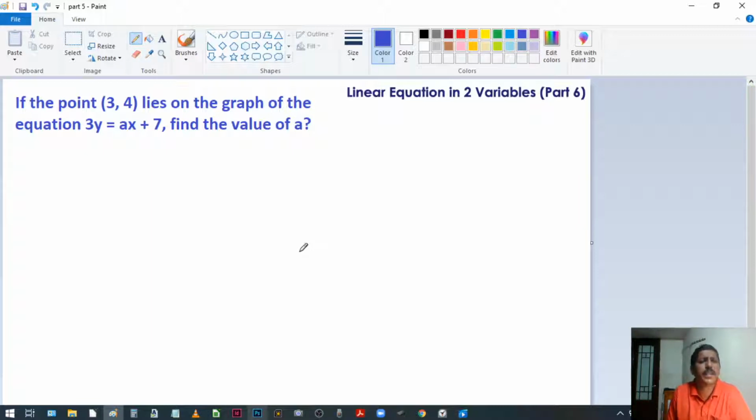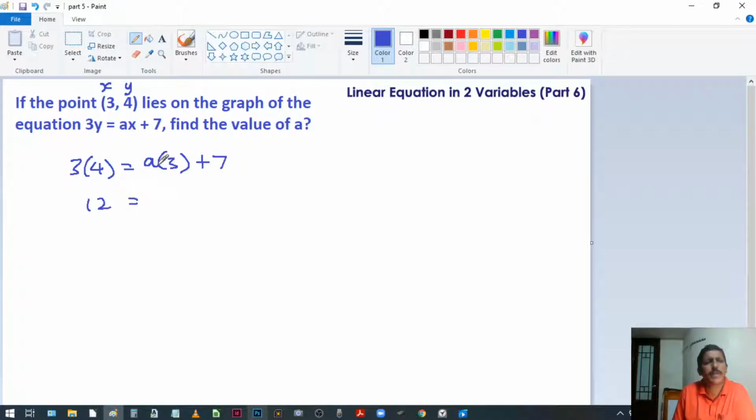If the point (3, 4) lies on the graph of the equation 3y = ax + 7, find the value of a. In this one, x is 3 and y is 4. So what can we do? Y is 4, put that 4 here. That is equal to a times x, and x is 3, then plus 7. So now 3 into 4 is 12, and this becomes 3a plus 7.